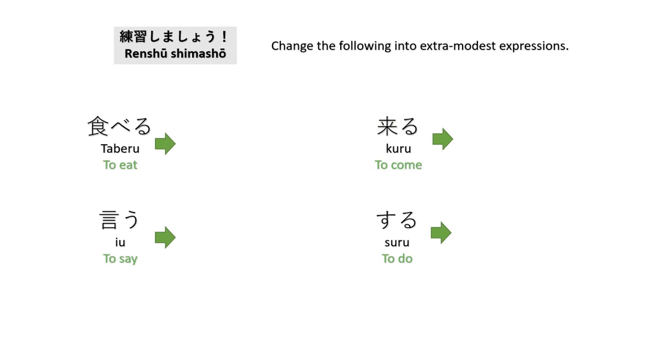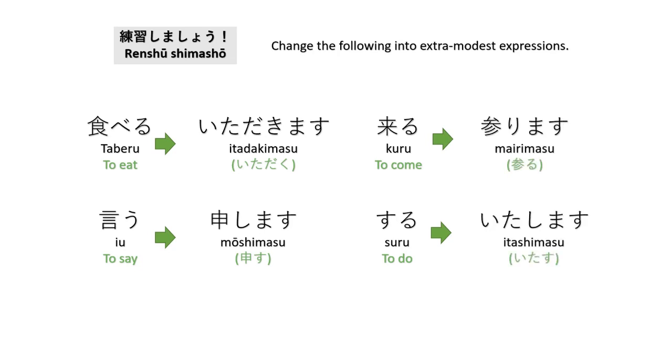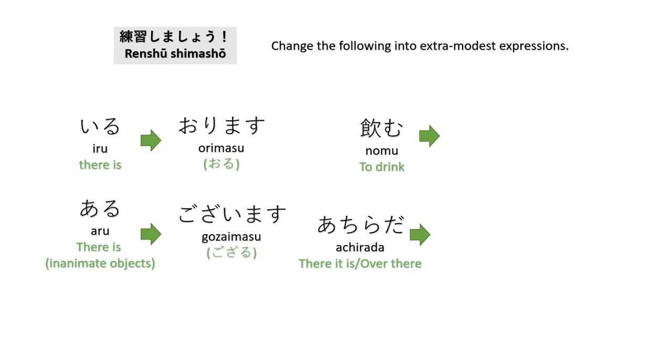First, for taberu, we have itadakimasu. For iu, we have moushimasu. For kuru, we have mairimasu. For suru, we have itashimasu. For iru, we have orimasu. For aru, gozaimasu. For nomu, we have itadakimasu again.